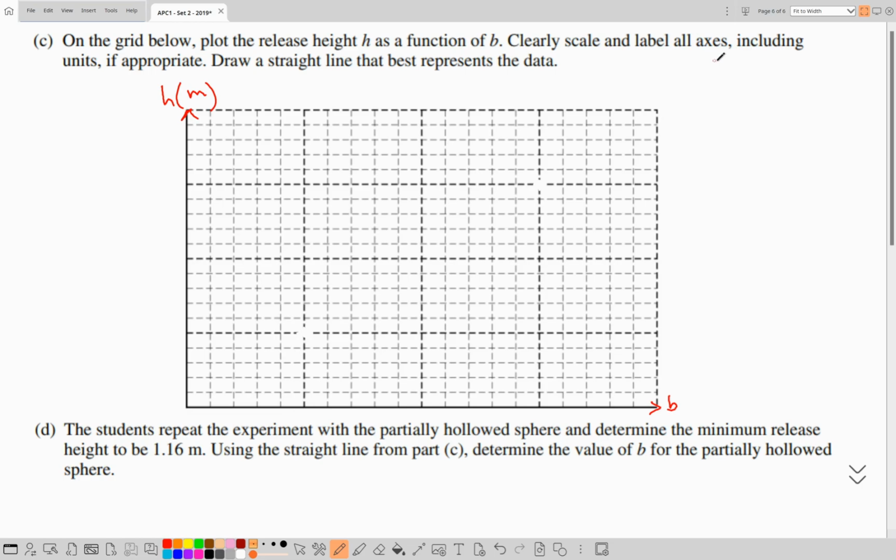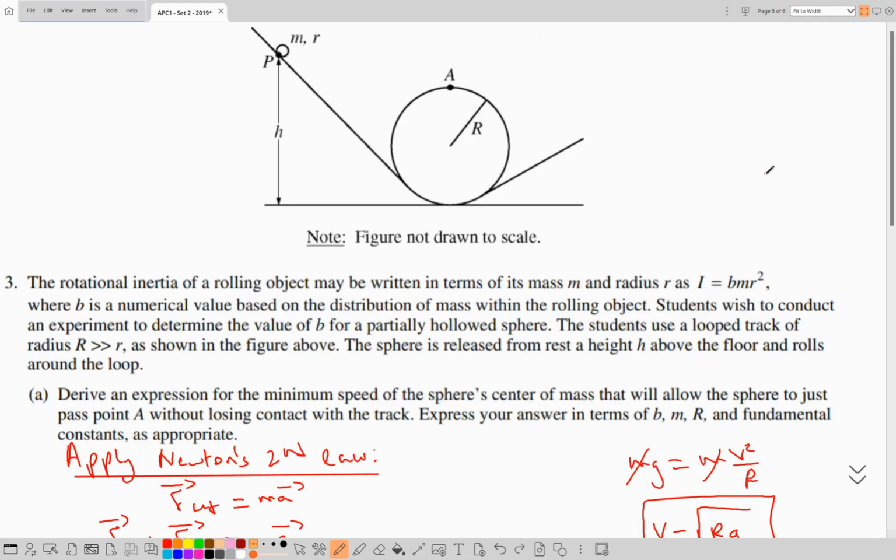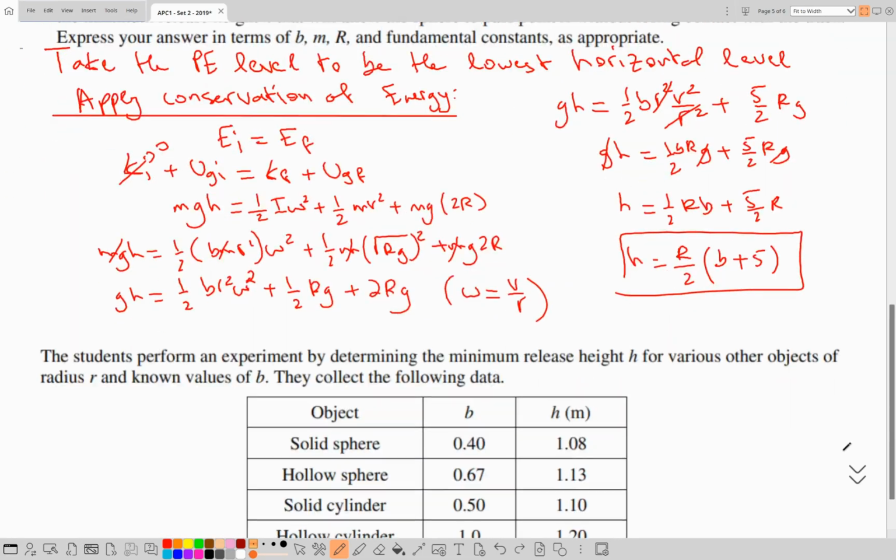Clearly scale and label all axes, including units if appropriate. Draw a straight line that best represents the data. So we need now to divide our grid based on the following.